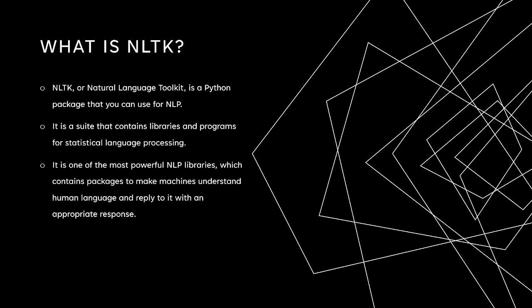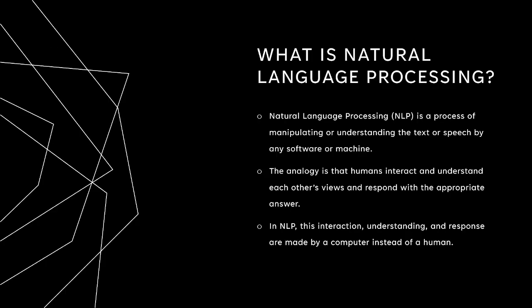All right, so everything else is good, but what does natural language processing mean? Natural language processing is a process of manipulating or understanding the text or speech by any software or machine. The analogy is that humans interact and understand each other's views and respond with the appropriate answer, right? In the form of text, we use normal text while we interact with each other. So in NLP, this interaction, understanding and response are made by computer instead of human. That's the only difference.